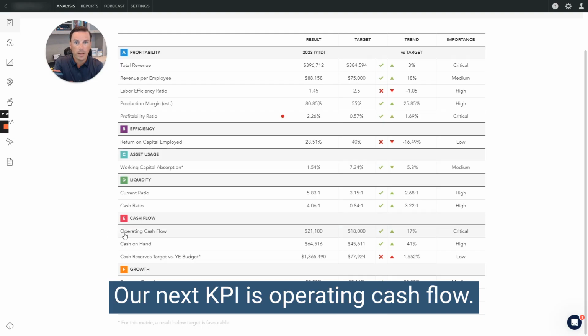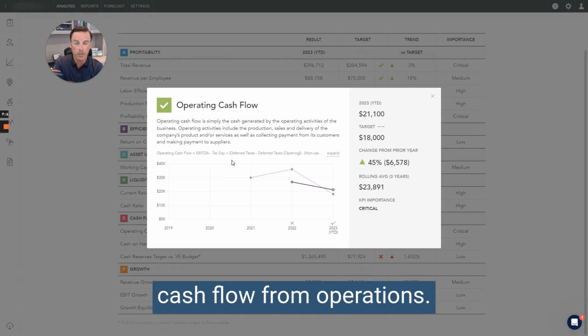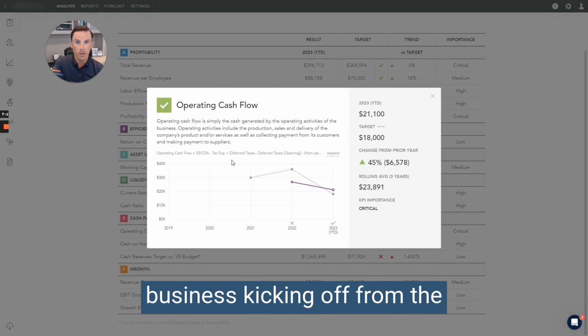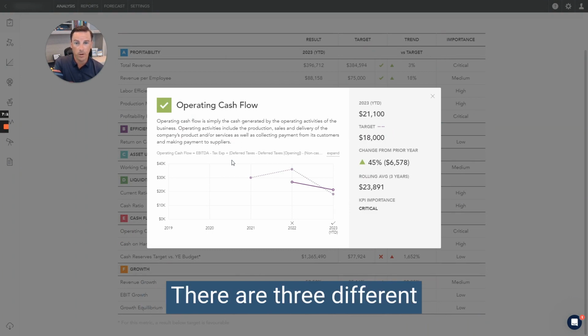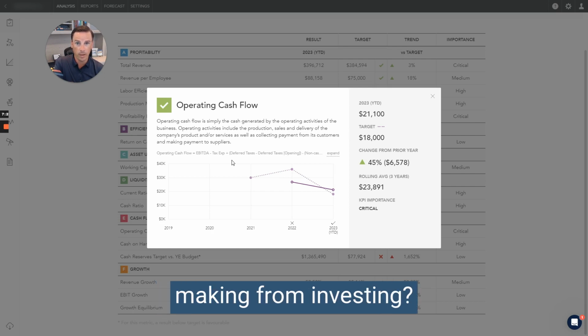Our next KPI is operating cash flow. Operating cash flow is otherwise known as your cash flow from operations. So how much cash is the business kicking off from the operations of its business? There are three different types of cash flow. One is operating cash flow, one is investing cash flow. So what are you making from investing?